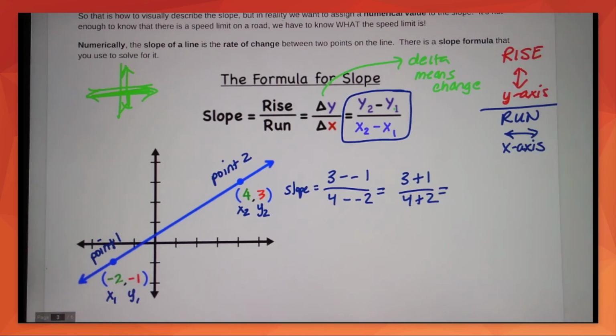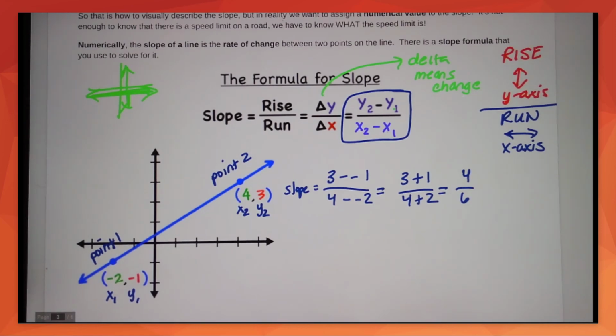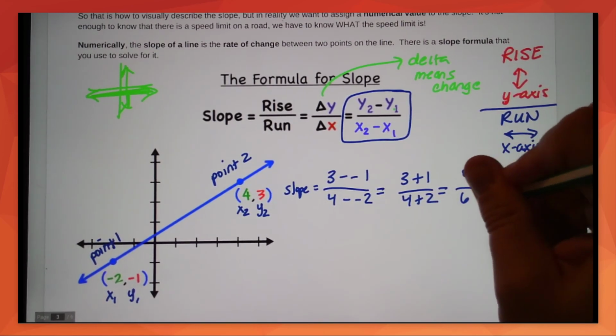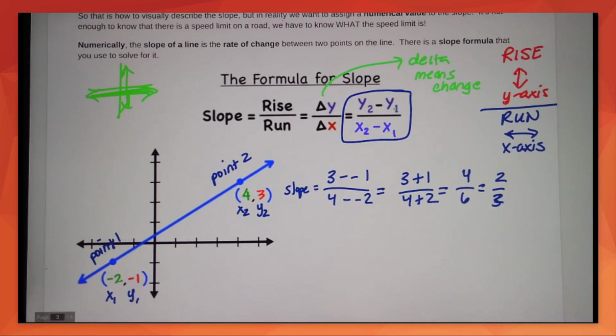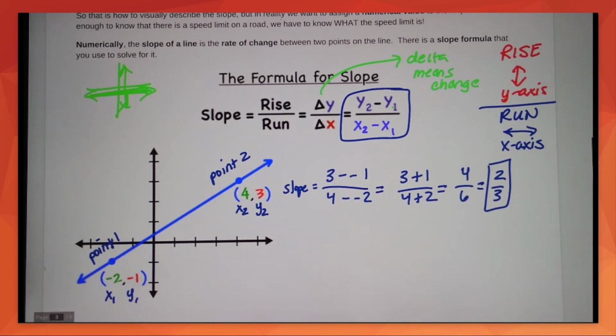That's easy to solve. 3 plus 1 is 4. 4 plus 2 is 6. We can actually reduce this a little because it's a fraction, and we can make this 2 over 3. Let me erase that and fix it because that looks weird. 2 over 3. That is the slope. That's the slope of this line.